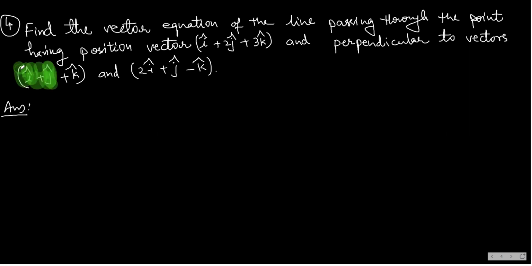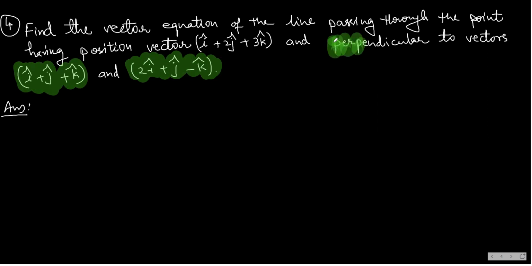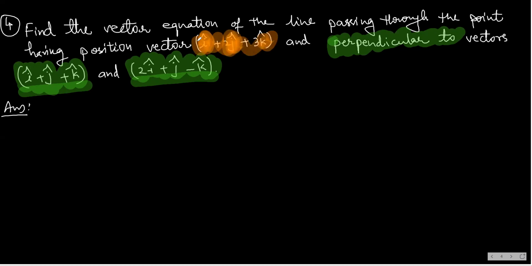So here I have these two vectors to which the required line is perpendicular. See, it is clearly said, perpendicular to the vectors. So the required line is perpendicular to these two vectors. Now here I want you all to be very, very attentive. Listen to the statements which I am now saying. Okay, students, in this question, they give me one point on the line.